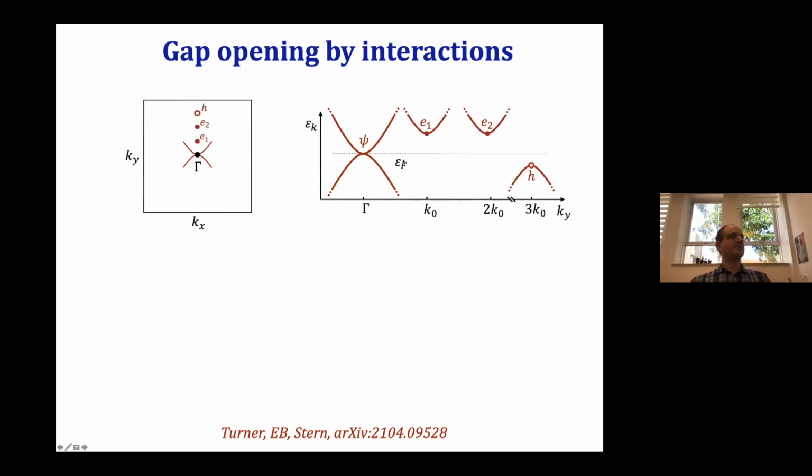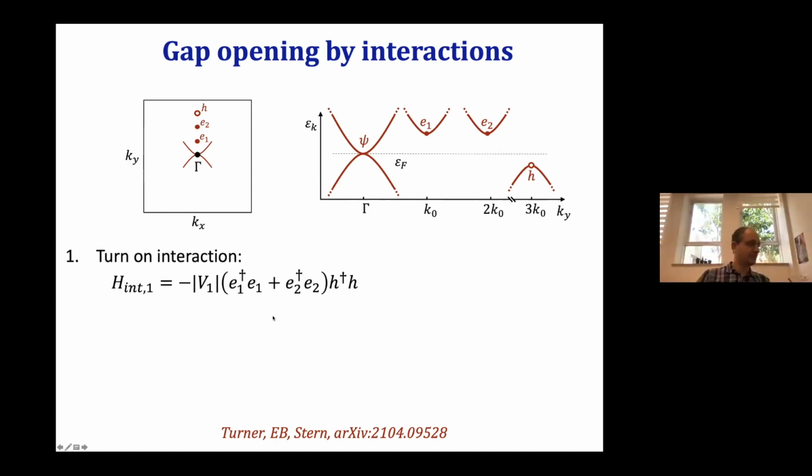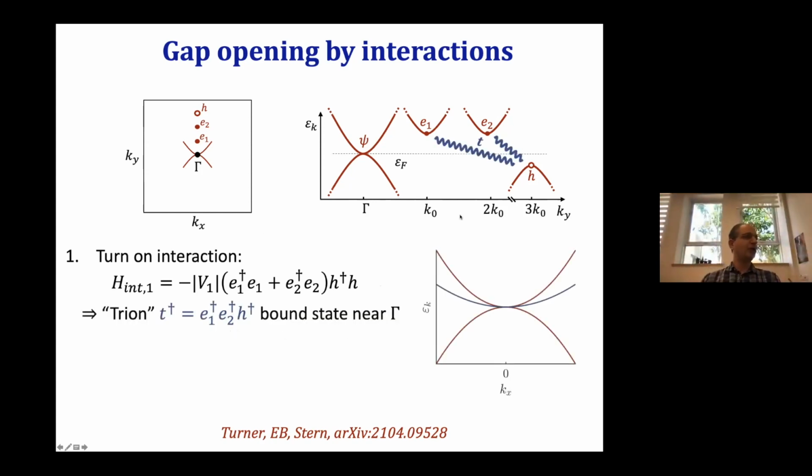Okay, now for this construction, let me imagine that in the conduction band, there are these two electron valleys, which are away from the Fermi energy, and in the valence band, there's one hole valley. Okay, and what can happen? I turn on an interaction of this form between the electron valleys and the hole valley. So this is a repulsive interaction, so it's an attraction between electrons and holes. And what this interaction can form is a bound state, made out of electrons from the three valleys.